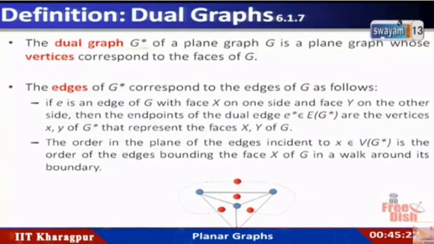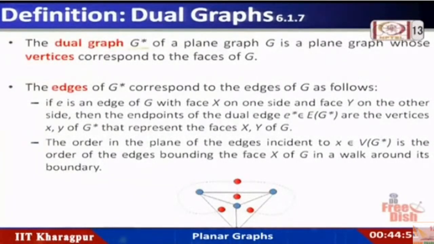G star is also a plane graph whose vertices correspond to the faces of G. As far as the edges of this dual graph are concerned, they correspond to the edges of G as follows. If E is an edge of G with face X on one side and face Y on the other side, then the endpoints of the dual edge are the vertices X, Y of the dual graph that represent the faces X, Y of G. The order in the plane of the edges incident to X is the order of edges bounding the face X of G in a walk around its boundary.